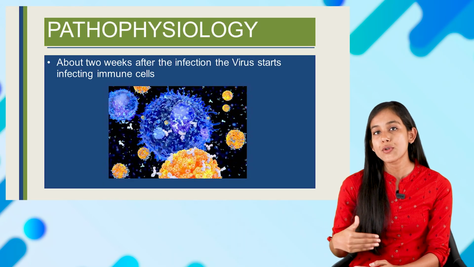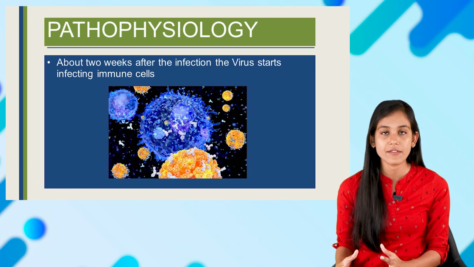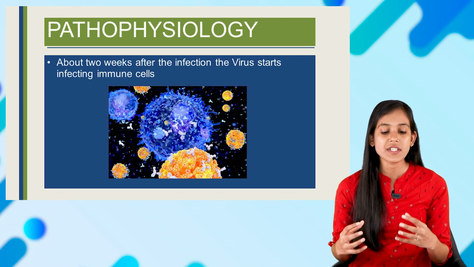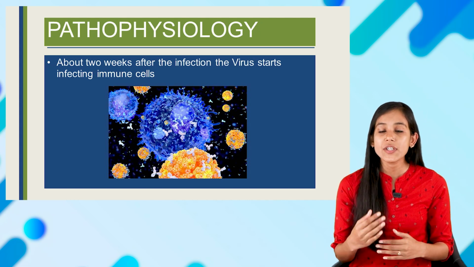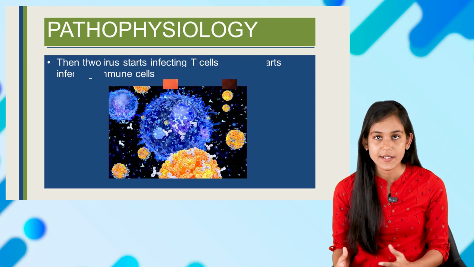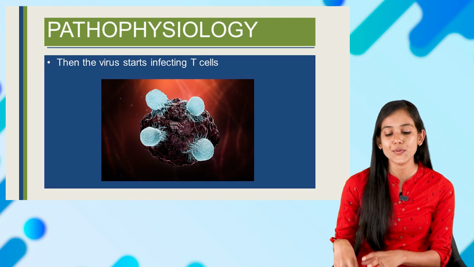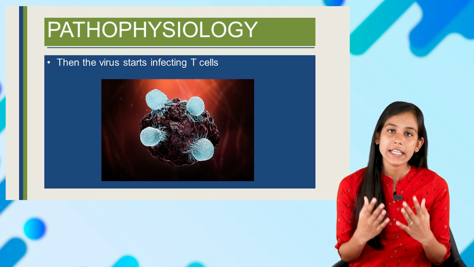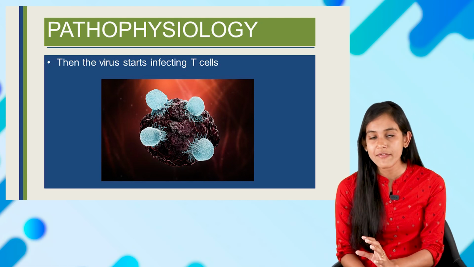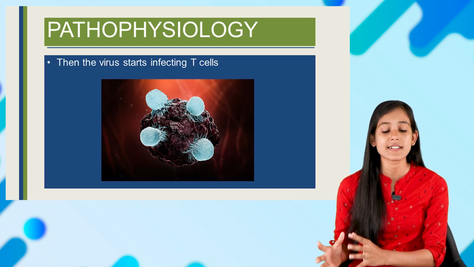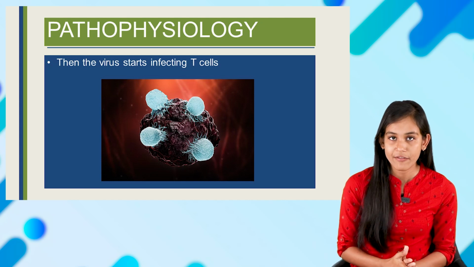And this reticuloendothelial system is actually made up of phagocytic cells. So about 2 weeks after this infection, the virus would start infecting our immune cells, right? And it would invade our WBCs. And then the virus would start infecting the helper T cells, right? And when the virus infects the helper T cells, that is considered as secondary viremia.